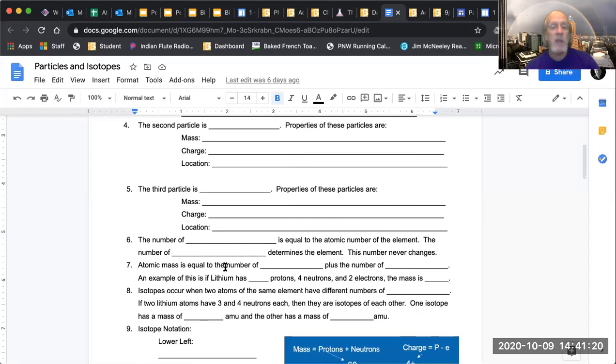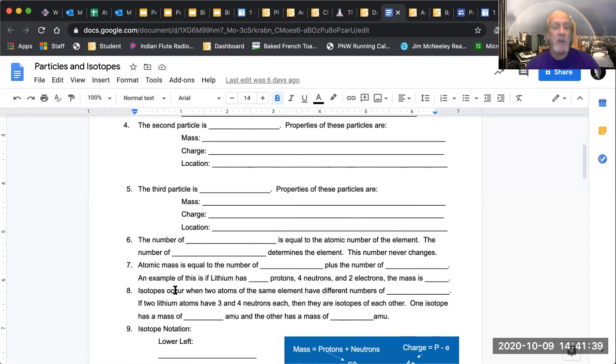Atomic mass is equal to the number of protons plus the number of neutrons. We just add those two together. So in lithium, if I have 3 protons and 4 neutrons, I just add those together. 3 plus 4 is 7. 7 atomic mass units, whole numbers, easy math.